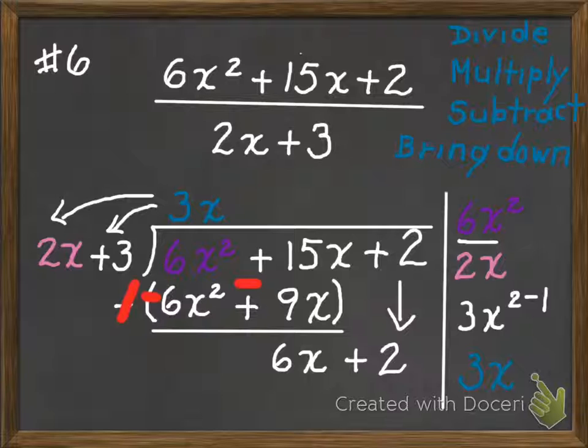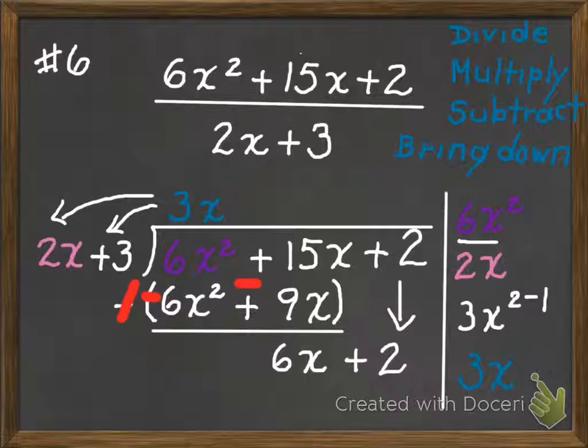Number 6. 6x squared plus 15x plus 2 divided by 2x plus 3. So we rewrite it with our divisor 2x plus 3 outside the division sign, and our dividend 6x squared plus 15x plus 2 inside the division sign. So then we do the cycle again, and remember the cycle is first we're going to divide, then we multiply, then we subtract, then we bring the next number down.